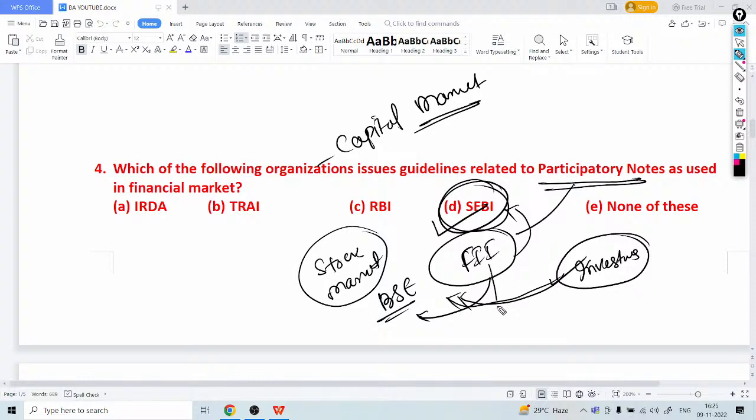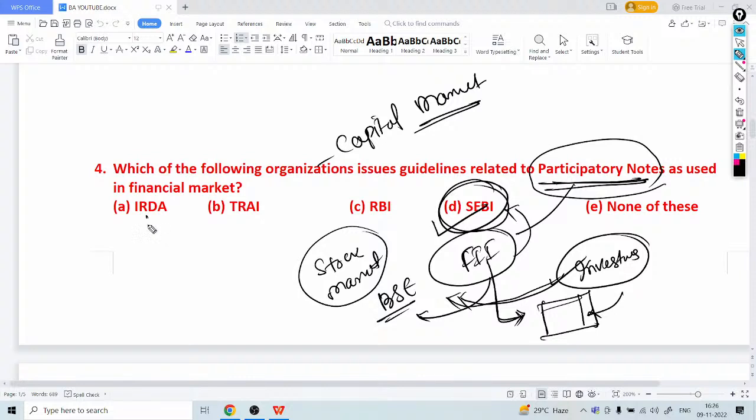That's the reason SEBI issued an instrument called P note or participatory note. Under the participatory note, an existing FII can issue a certificate or permission through which a foreign company can invest in our stock exchange. That is called participatory note or P note.